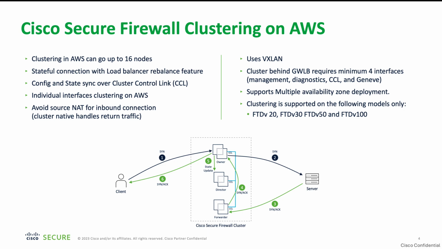Cluster provides all the conveniences of a single device while taking advantage of the increased throughput and redundancy you would expect from deploying multiple devices individually. As I mentioned, Cisco uses CCL for forwarding asymmetric traffic across devices in the cluster and uses VXLAN for CCL. And clusters can go up to 16 instances or nodes and now can span across multiple availability zones.